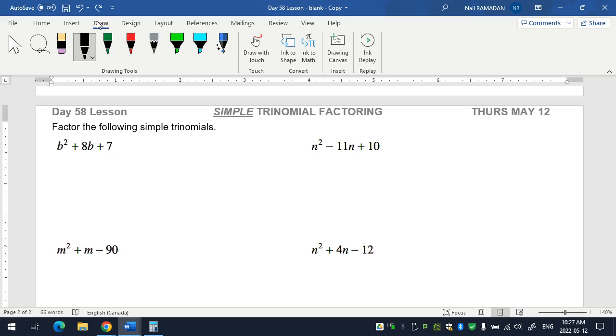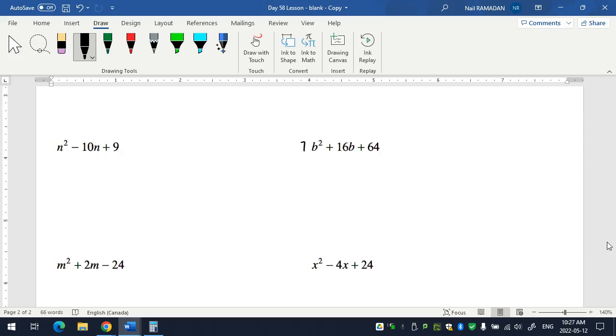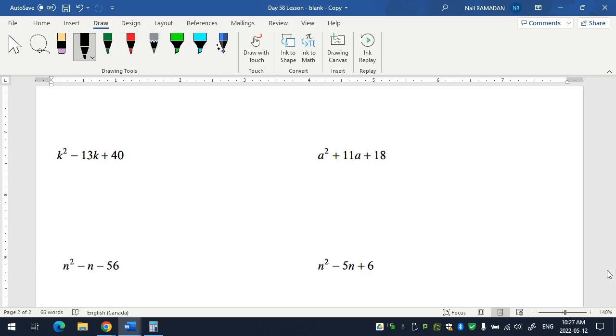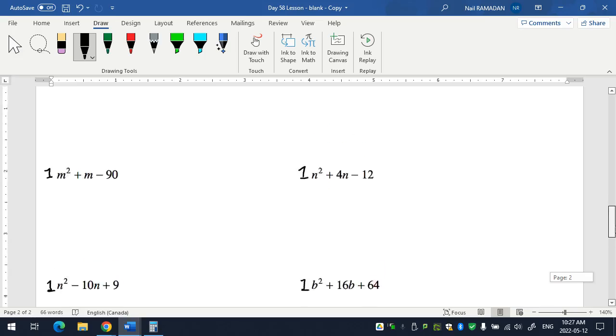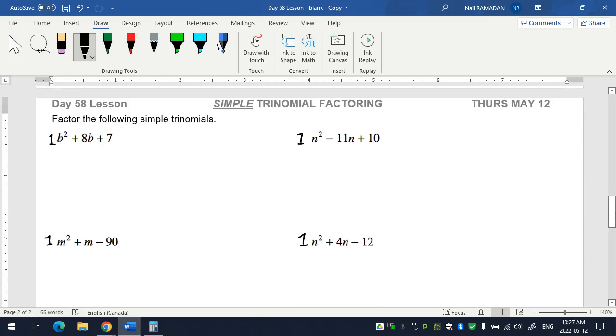Is this a simple trinomial? Actually, are all of them simple trinomials? Okay, what's the number here? 1, 1, 1. Okay, so far, everything is good. So far, so good. You have to check that out first. Is this entire page a simple trinomial page? Perfect. Okay, so our techniques today work.